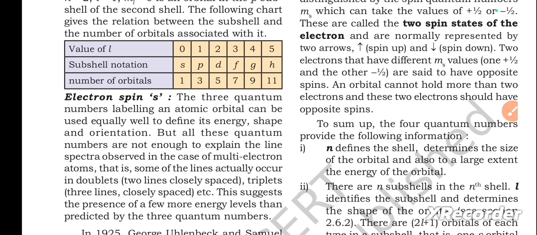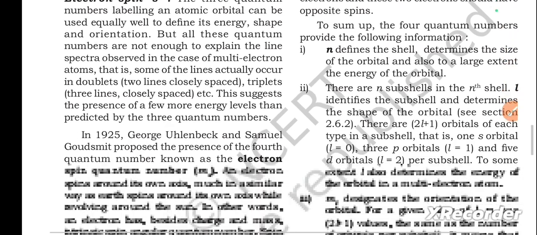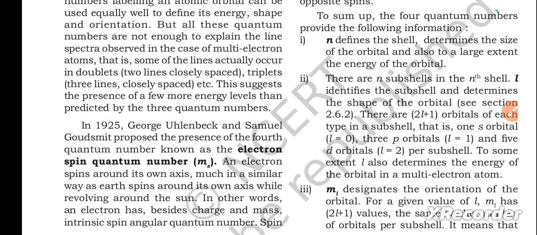Electron spin, ms. The three quantum numbers labeling an atomic orbital can be used equally well to define its energy, shape and orientation. But these quantum numbers are not enough to explain the line spectra observed in the case of multi-electron atoms. That is, some of the lines actually occur in doublets, 2 lines closely spaced, triplets, 3 lines closely spaced, etc. This suggests the presence of a few more energy levels than predicted by the three quantum numbers.